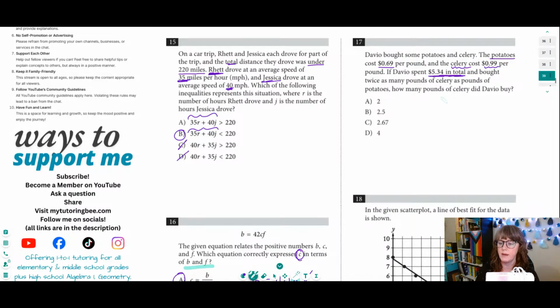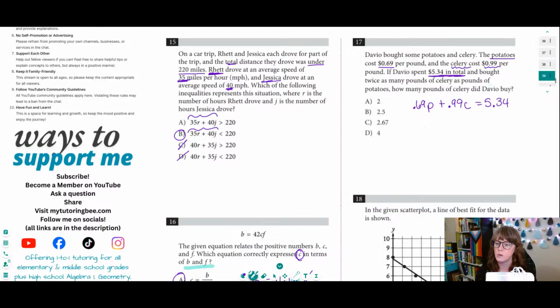So we know that it's going to be 0.69p. I'm going to use p for potatoes, plus 0.99c, c for celery, is going to equal $5.34, right? So p is going to represent the pounds of potatoes and c is going to represent the pounds of celery. And so then for each of those weights, we would multiply times their respective cost. And we know that the total is 5.34.